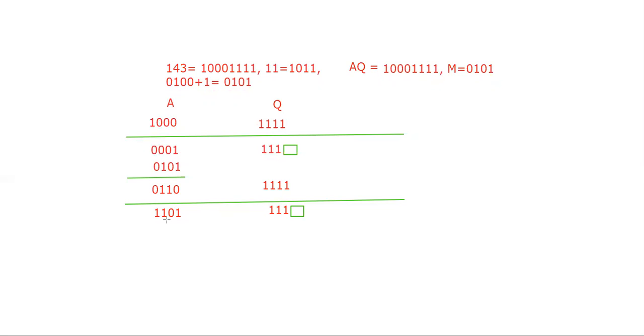So again, what we are going to do is perform A minus M, that is, add the 2's complement of 11. So let's add that. So this will be 0, 1, 0, 1. Now perform the addition.